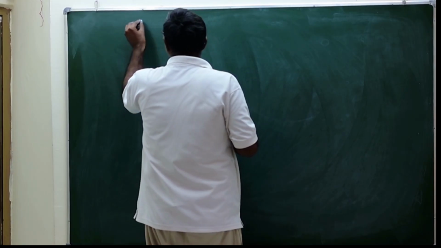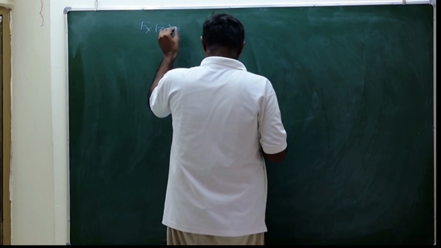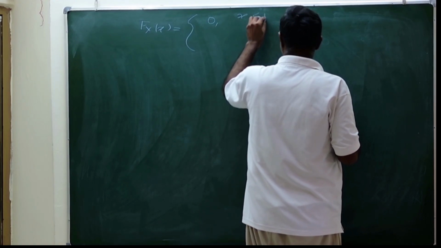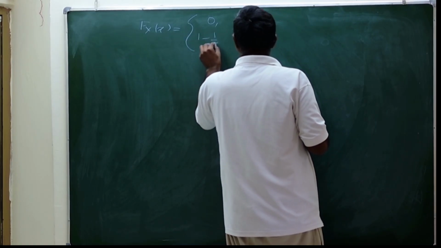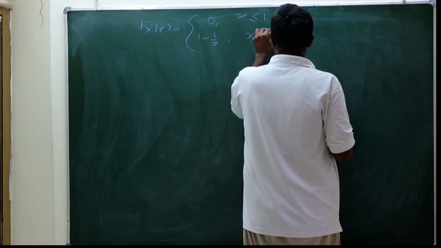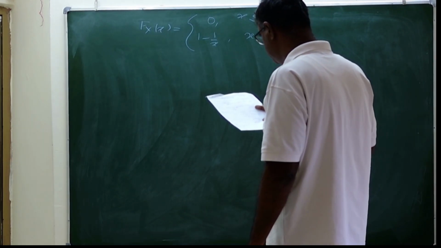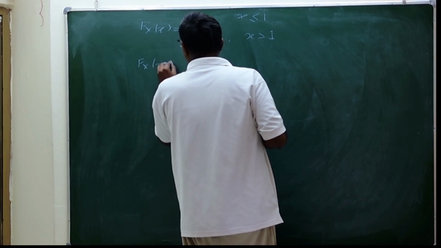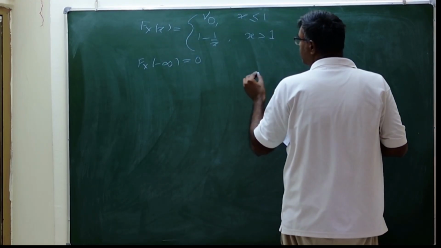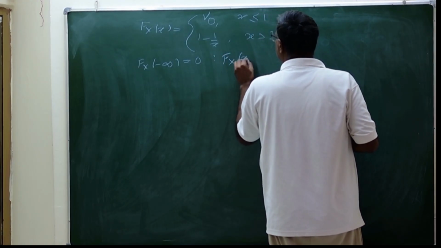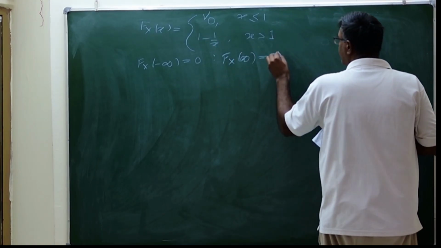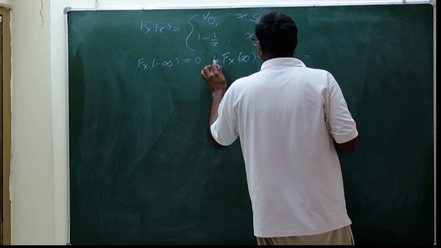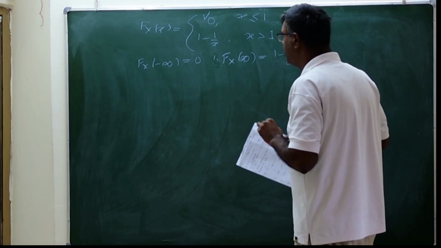This question says f of x is defined as 0 for x less than or equal to 1, and 1 minus 1 upon x for x greater than 1. Now we have to check whether this is a distribution function. We see that f of x at minus infinity is defined as 0. From here we can observe this. Also f of x at plus infinity is 1 minus 1 upon infinity, taking a limit. So this is 1. So the second property is also satisfied.